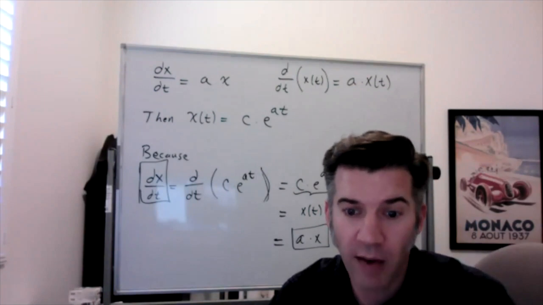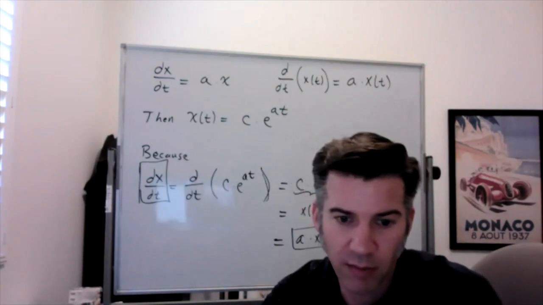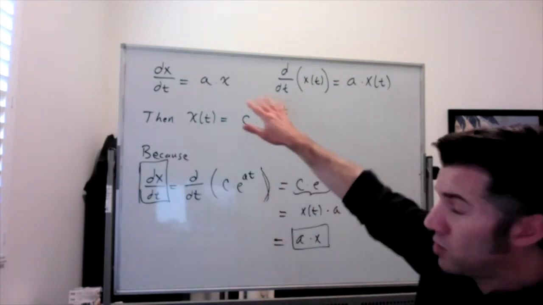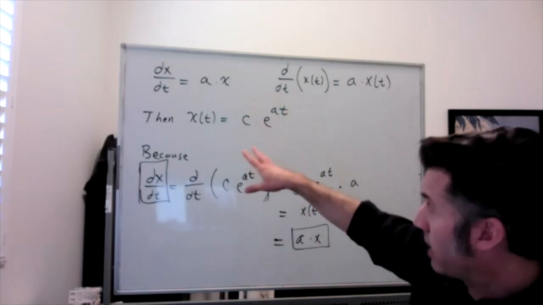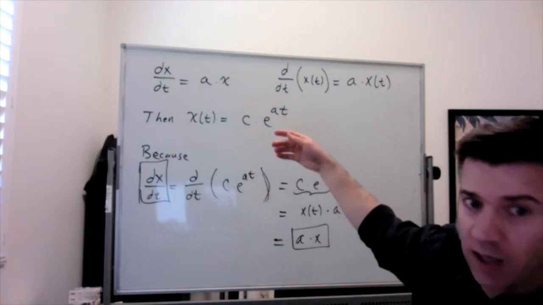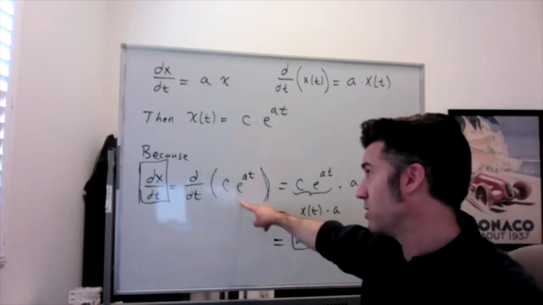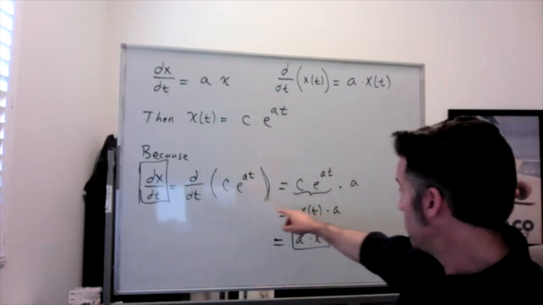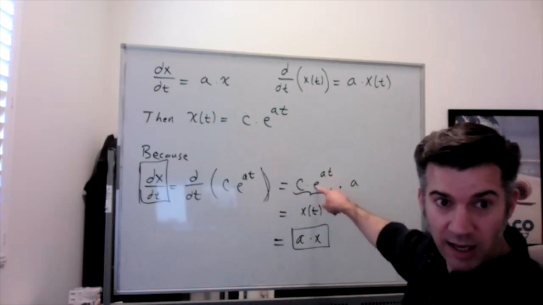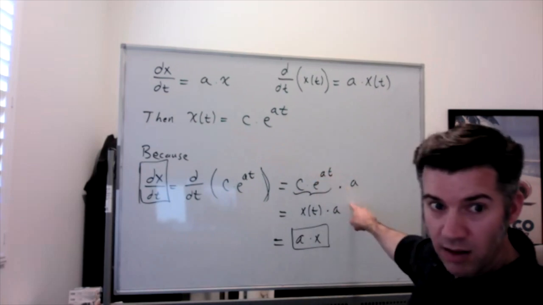If you write it that way, it's even more clear, well, maybe not more clear, but what I'm trying to say is that the solution to this differential equation is x(t) equal to a constant times e^(at). And the reason that's true is because you take the derivative of that: the derivative of a constant times e^(at) is the constant times the derivative of e^(at), which is e^(at) times the derivative of at, and the derivative of at is just a.